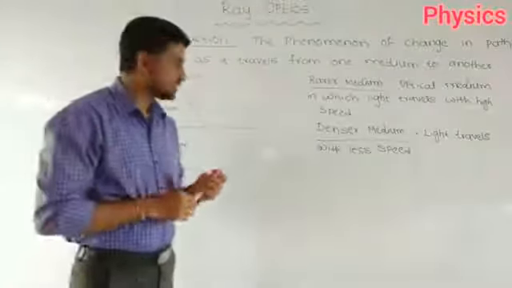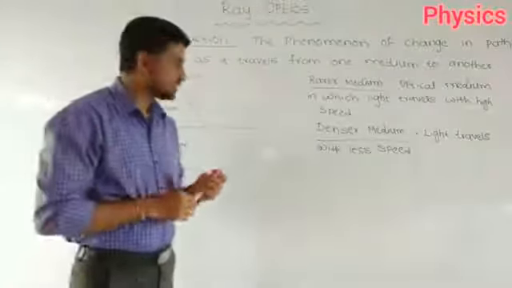Now when the light travels from rarer to denser medium, then after refraction the light will bend towards the normal. That means when it enters the glass medium, it will bend near to the normal. Okay, it bends very near to the normal in this condition.